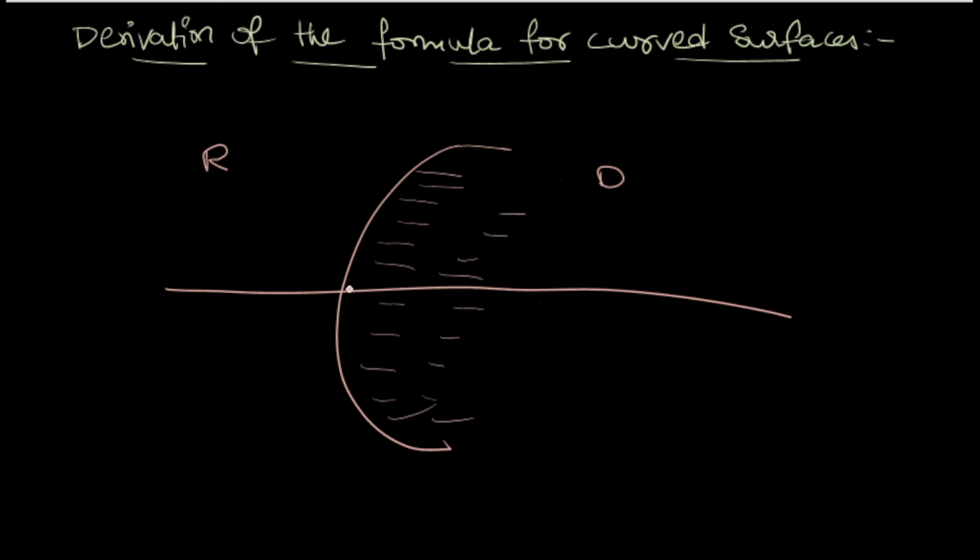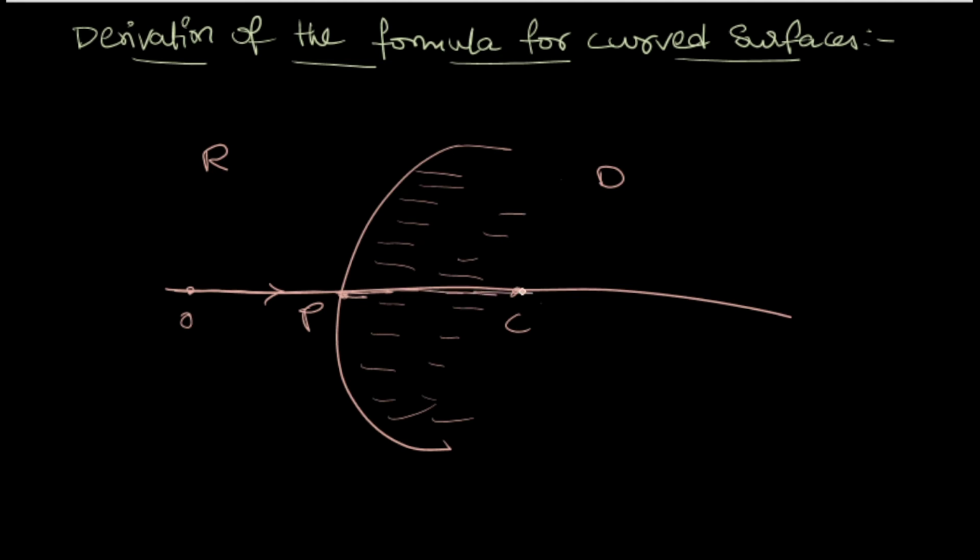This is the pole of this curved surface, and this is the center of curvature, and I'm considering an object at point O. This is a point object, and I'm considering a ray which is moving along this principal axis. As the ray is moving along the principal axis, which is nothing but the normal for this curved surface, this ray will not deviate after refraction.